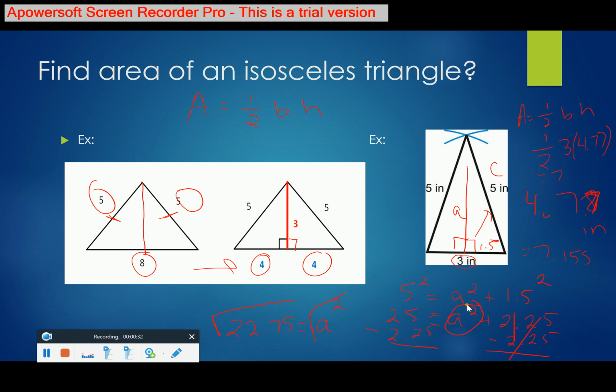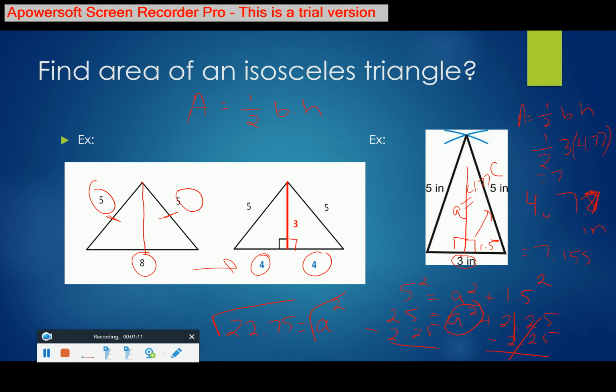So 5 squared equals a squared plus 1.5 squared. So we know 5 squared is 25. And we know 1.5 squared is 2.25. We want to get your a squared by itself, so we subtract 2.25 from each side, and you end up with 22.75 equals your a squared. And then to get rid of your square, remember we take the square root, and you end up with 4.77.